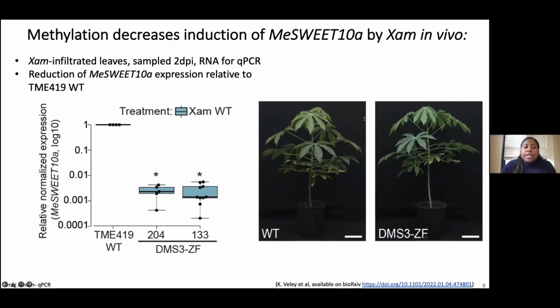Next, Kira was interested in whether these methylated lines have reduced induction of MeSWT when they're infected with SAM. She worked with our lab mate Greg to test this out, where we took SAM-infected leaves and after 2 days collected them for RNA and qPCR. What they found is that both the methylated lines 204 and 133 have reduced induction of MeSWT after infection with SAM. And here is an example of what one of those lines looks like, and it looks very similar to the wild type plant morphologically.